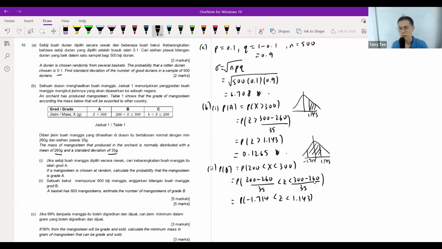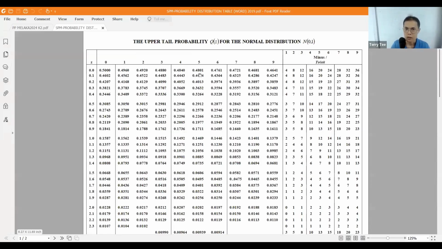You're finding the in-between values. So when the shaded region crosses the halfway line, you need to use a 1 minus. 1 minus, flip this to the right, 1.714. This one is already on the right, 1.143. For 1.714, you can use a table or you can use a calculator. Okay, let's say I use the table first, 1.714.